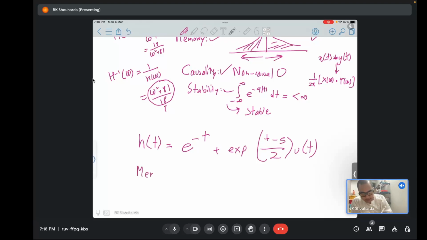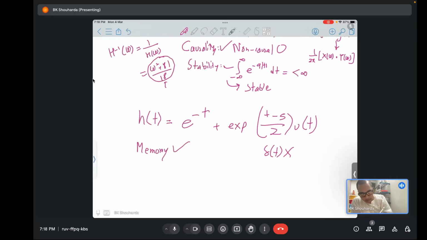Does this system have memory? Yes, because it's not of the form delta t. Let's look at its causality. Look at the two terms. It's an e to the power minus t. There's no u(t) or u(minus t). It exists everywhere.